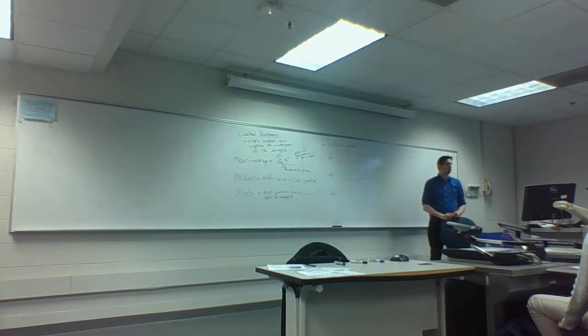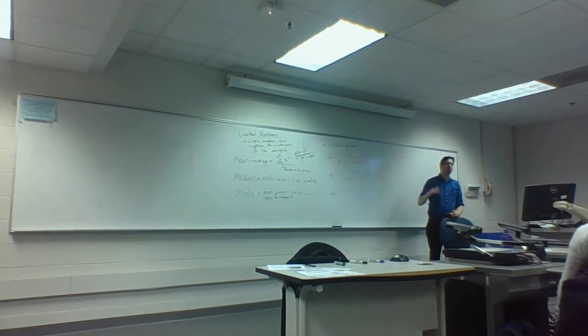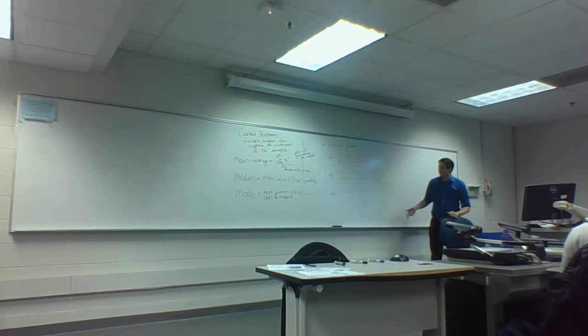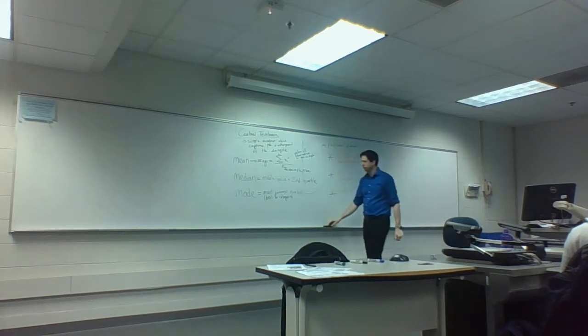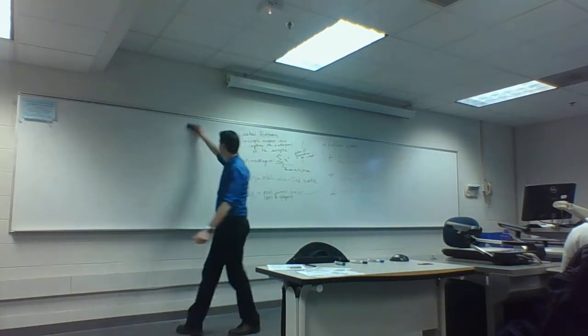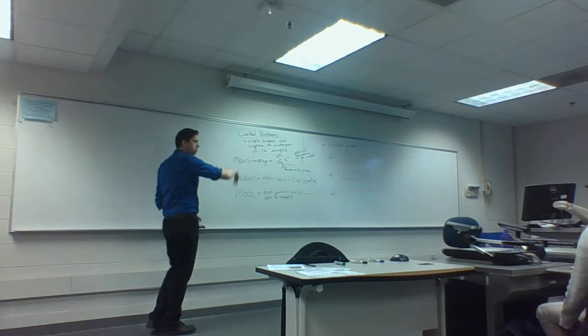Typically, when you see data reported, good data, it will report the mean and the median. So let's unpack a little bit what the advantages and disadvantages of those are. Does anyone have any questions, by the way, on mode?